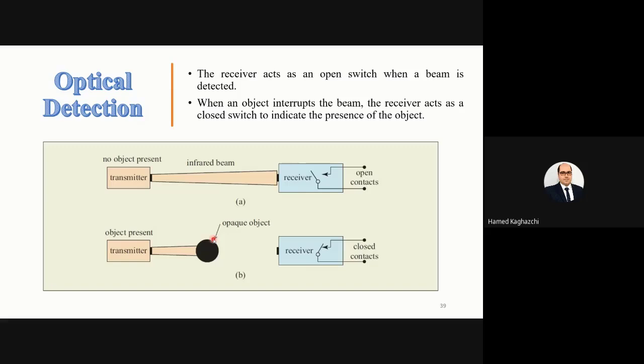Now, what is the meaning of infrared? Actually, infrared or IR is an electromagnetic radiation with wavelengths longer than those of visible light. Infrared light is not visible light, so it is invisible to the human eyes.